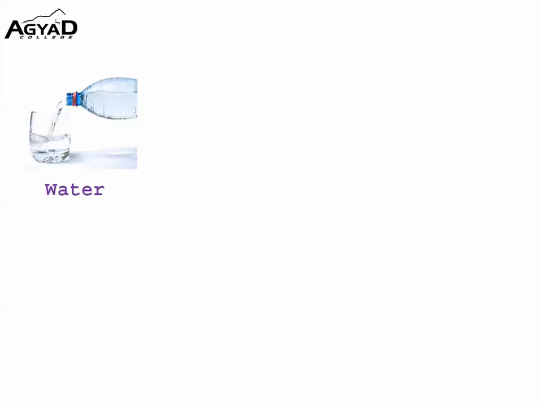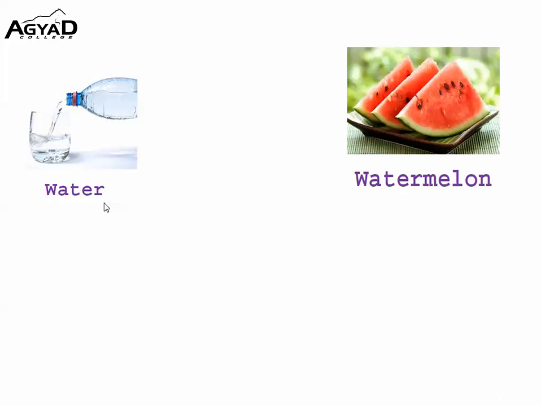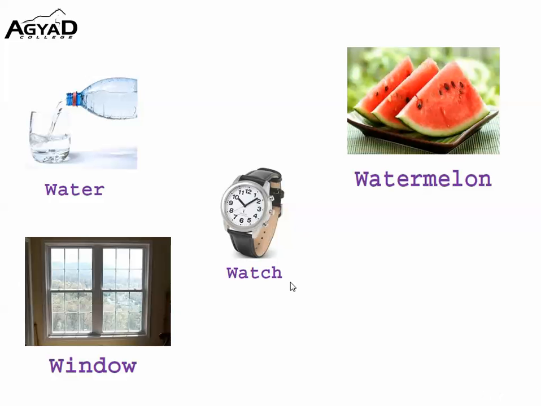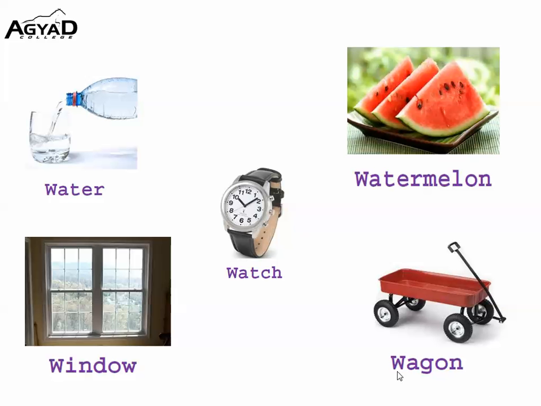The first one we have is water. W, water. Watermelon. W, watermelon. The next one, watch. W, watch. We also have window. W, window. And the last word is wagon. So let's say them again. Water, watermelon, watch, window, wagon. Very clever KG1.